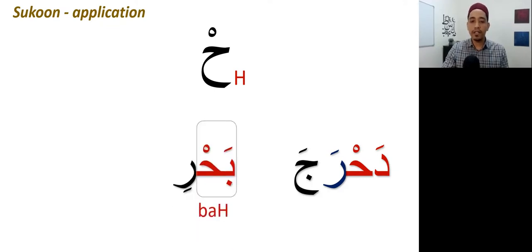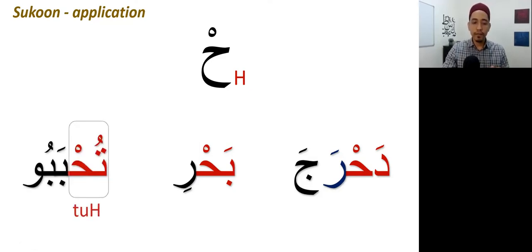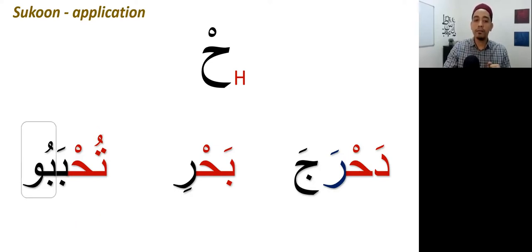Here we go. Bah, you see I went from the ba to the h. Bah, ri, bah, ri. Here we go. Tuh, tu, tuh is one syllable, tuh. Ba, bu, the med. Tuh, ba, bu.